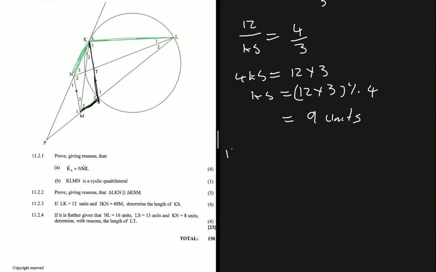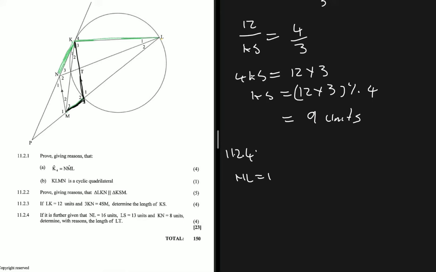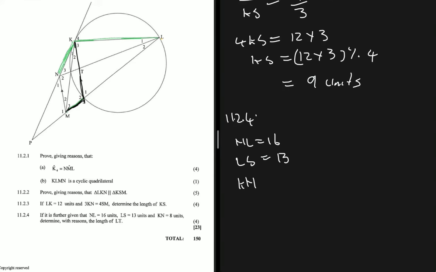So now we can move to 11.2.4. 11.2.4 says that NL equals 16 units, and then LS equals 13 units, and then KN equals 8 units, and then we're supposed to determine LT. Let's look at where they are located in our diagram. Again, I'm going to start by clearing it up, right? So I have NL, and then I have LS, which is equal to 13, and then I have KN, which is equal to 8, and then I have LT, which I'm supposed to determine, right?